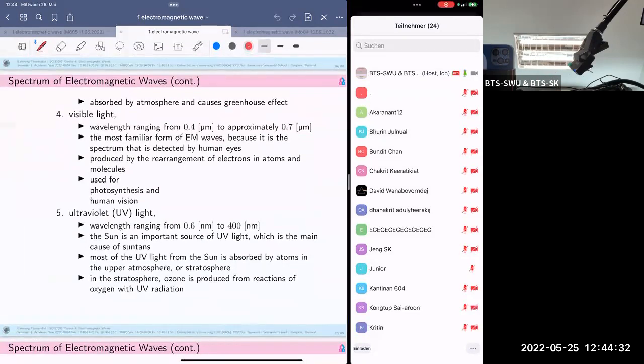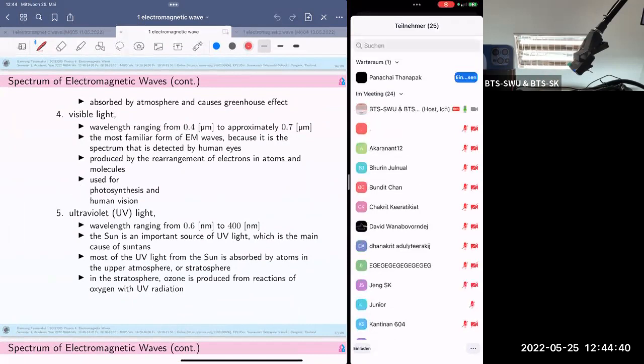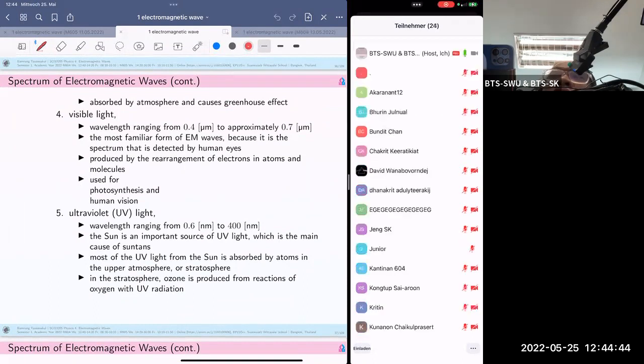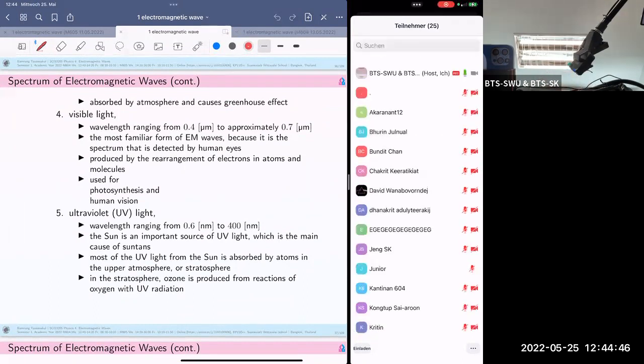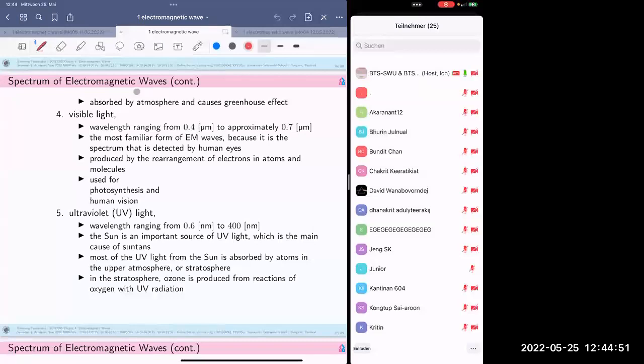That's the unit wavelength, right? It's the wavelength for the ultraviolet. I'm not sure whether, okay, where is the mouse, okay, here.